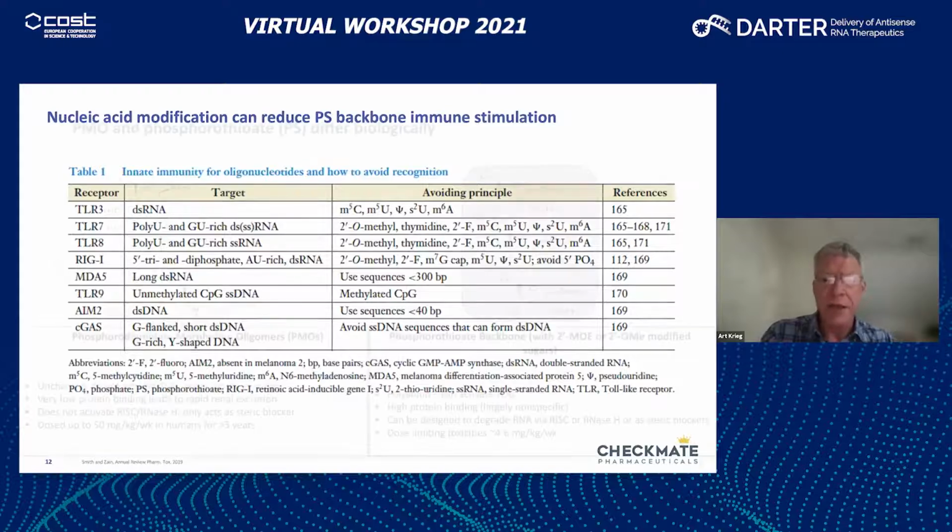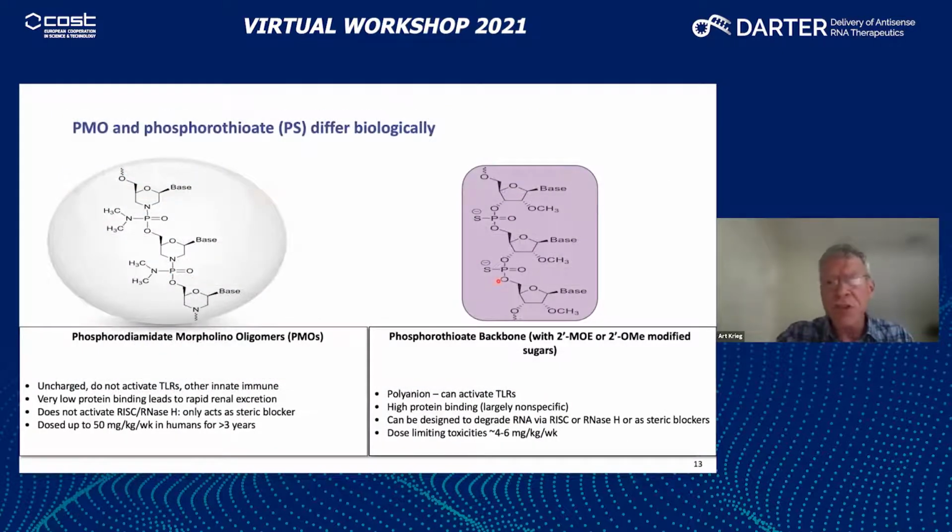So you're less likely to trigger these. Another approach is to use a different backbone that doesn't interact with proteins to anywhere near that degree. The phosphorothioate backbone, of course, has a lot of protein binding, and that's one of the reasons why we like its PK effects. PMOs, on the other hand, do not look like a nucleic acid to innate immune receptors. They do not interact with PMOs. And so you have a much broader safety margin here before you're going to be activating innate immunity.